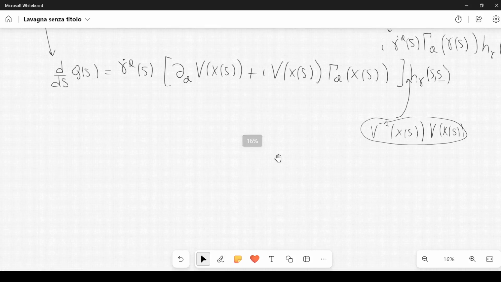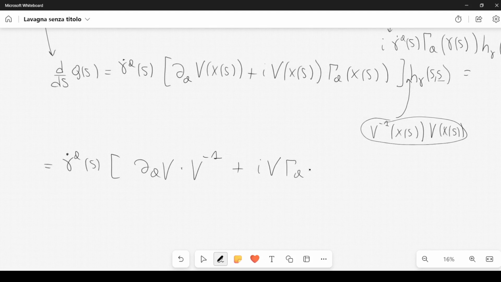And now I'm going to rewrite this in the following manner. So I have \dot{\gamma}^a(s) times ∂_a V. Now I'm not going to write x(s) here for the sake of convenience. And then I'm going to put this V inverse in here. So I have V inverse plus i V Γ_a, and I'm not going to write the dependence on x(s) for convenience, V inverse, and then I have V h_γ, like this.